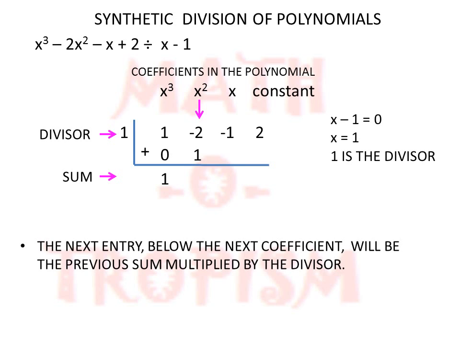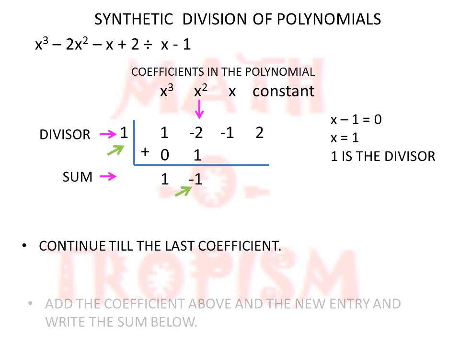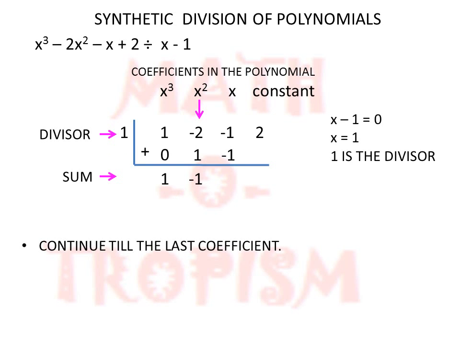So I put 1 under minus 2 and again add. If I add minus 2 and 1, it comes to minus 1. Again, what is 1 into minus 1? It is minus 1. So I write that minus 1 under the third coefficient. Minus 1 added to another minus 1 gives me minus 2. Now again 1 into minus 2 is minus 2. I put that entry under the constant term, which is 2. So 2 minus 2 comes to 0. So this is the way we divide the terms.